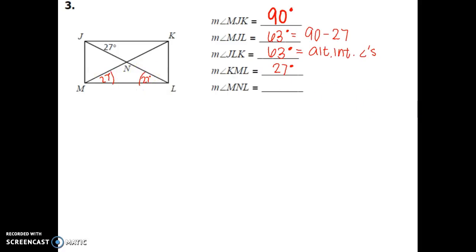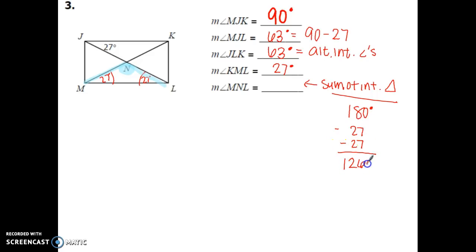And then lastly, we are looking for M and L. Here we have a triangle, and we have 2 of the 3 angles that we need. So for this one, we did have to use the sum of interior angles of a triangle, which of course we've talked about many times before. That does equal 180. So all we had to do here is say 180 minus 27 minus 27, and that ends up being 126 degrees.